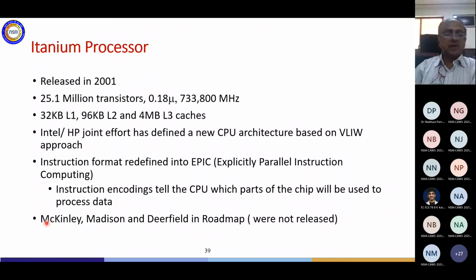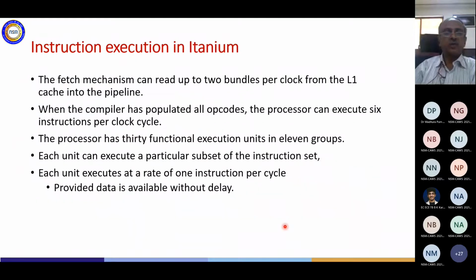They had a very long roadmap for their family: McKinley, Madison, Deerfield, but they were never released, because, besides the point, AMD came out with what is called a 64-bit architecture, which is compatible with, an extension of, the Intel x86 architecture, and because of which Itanium died a premature death. However, to study VLIW, it's a good processor.